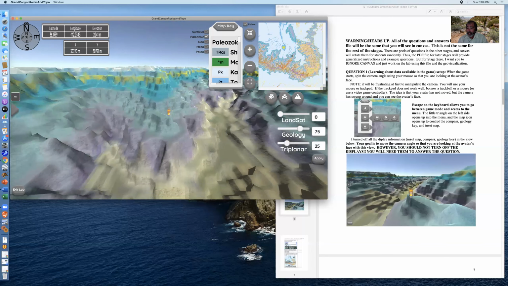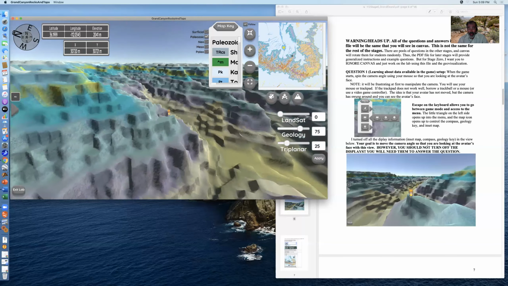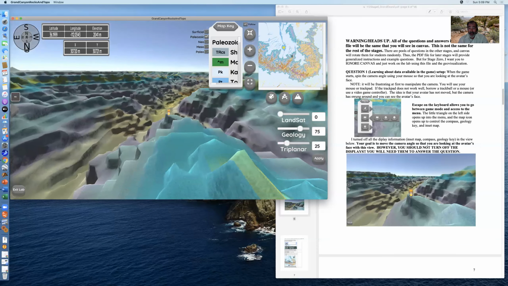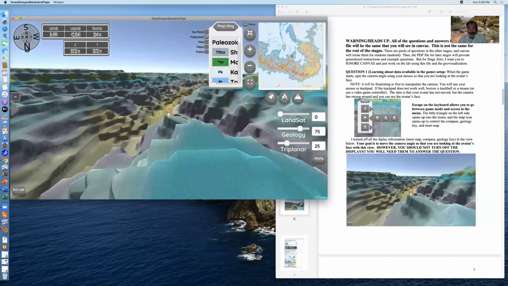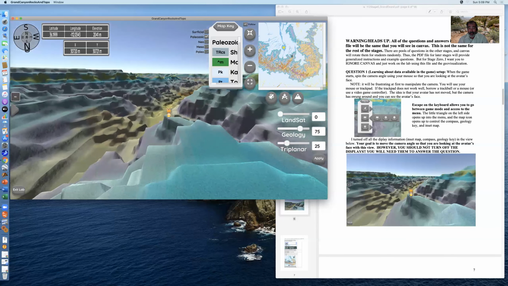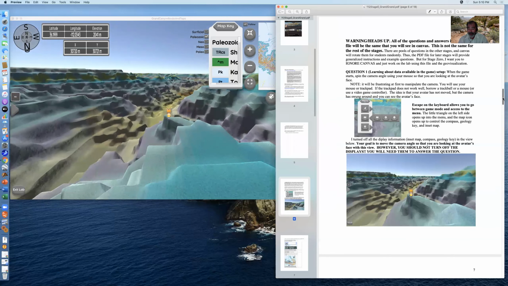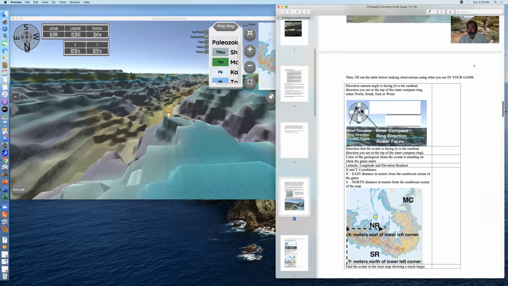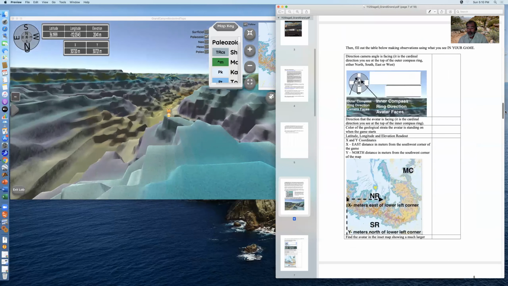So I'm instructed to spin the camera angle around so that I'm looking at the avatar's face. So I'm trying to simulate what it looks like in the PDF file. I hit escape and I'm now scrolling down to the PDF file. So with this view, the first thing is to fill out the information here for the pieces of the outer ring and the inner ring.